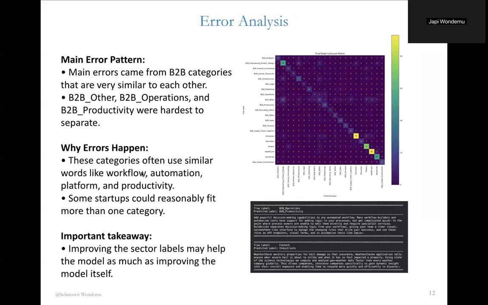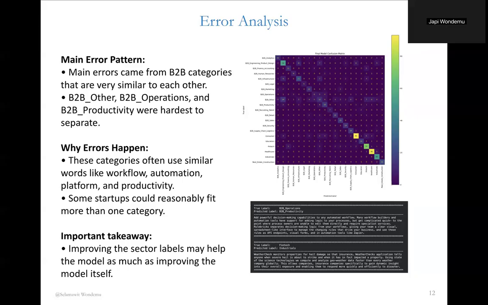I then proceeded to evaluate what was causing my errors. The main errors came from the B2B categories that are very similar to each other, like B2B other, B2B operations, and B2B productivity, which were hardest to separate. These categories often use words like workflow, automation, platform, and productivity, and so it seems to be very generic words.